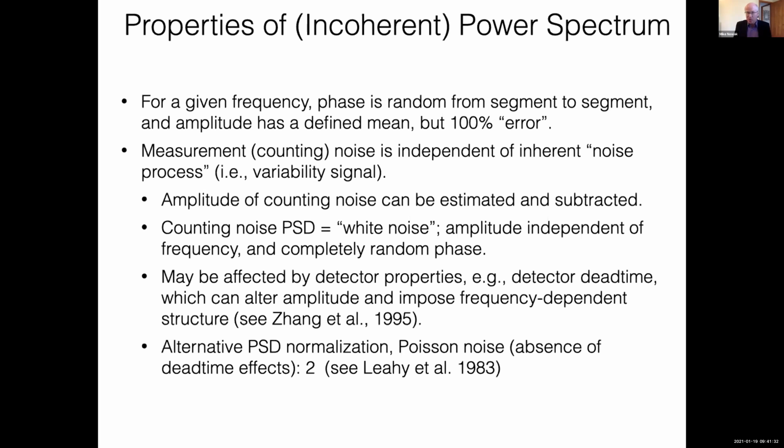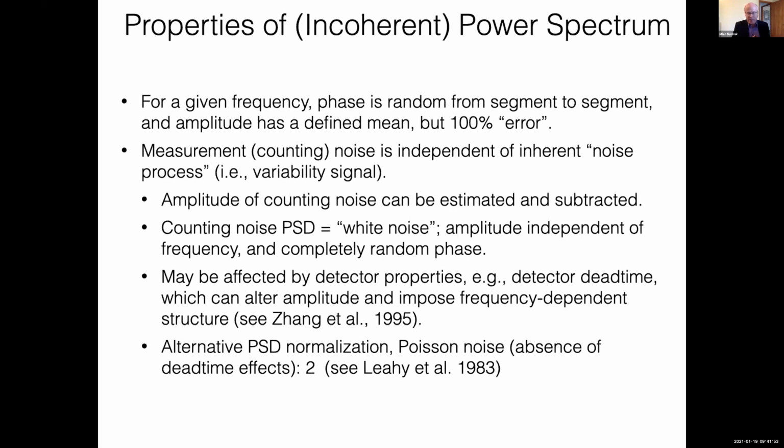So the amplitude of the variations due to the counting noise can be estimated and subtracted. This counting noise is going to be distributed evenly across all frequencies. Counting noise is essentially white noise. Again, it has a very well-defined amplitude independent of frequency and completely random phases.